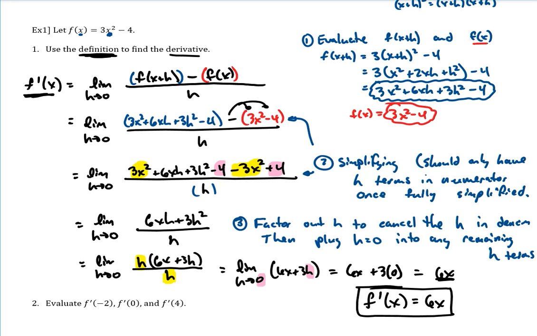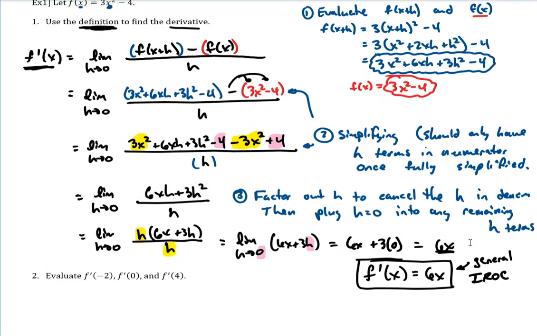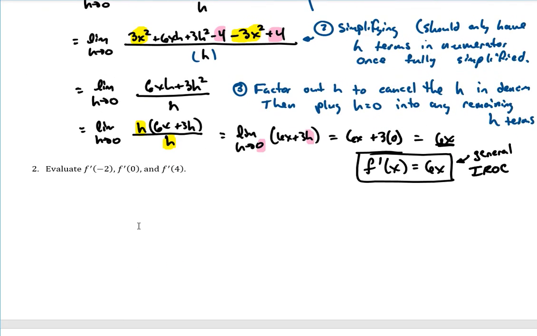Okay, so this is the general form for the slope of our tangent line. So this is, again, the general instantaneous rate of change. Where this is useful is for number 2. On number 2, they want us to evaluate these values with this new function here. Well, this is super easy now.